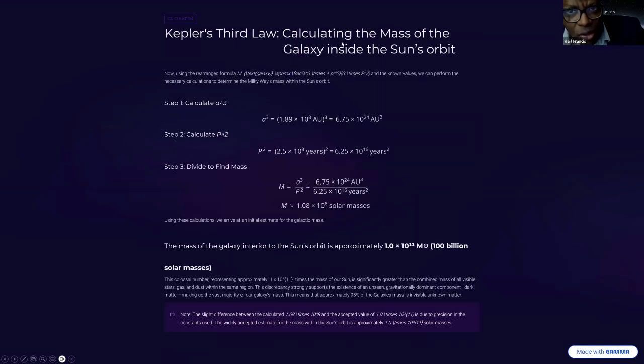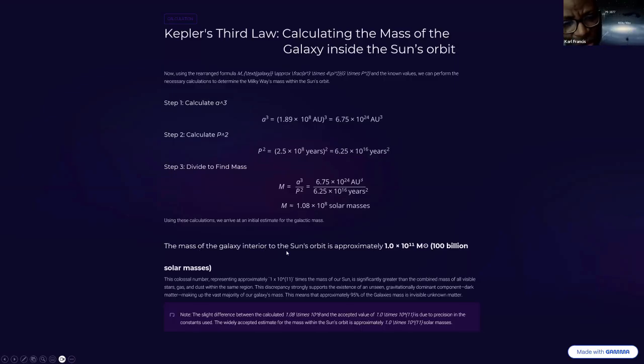Okay. We go ahead and calculate the mass of the galaxy inside the Sun's orbit. Step one, we calculate a cubed. We plug in our values, we get this. Step two, we calculate P squared. We plug in our values, we get that value out. And step three, we divide to find the mass, right? So we say the mass of the galaxy equals a cubed divided by P squared. We end up with the mass of the galaxy being approximately 1.08 times 10 to the 8 solar masses.